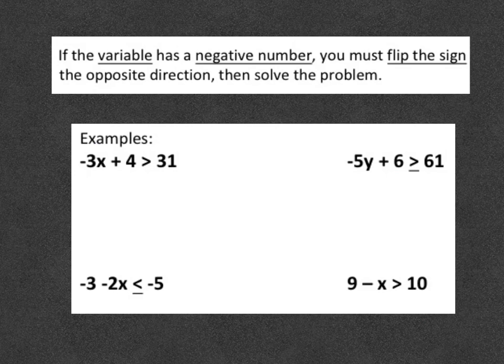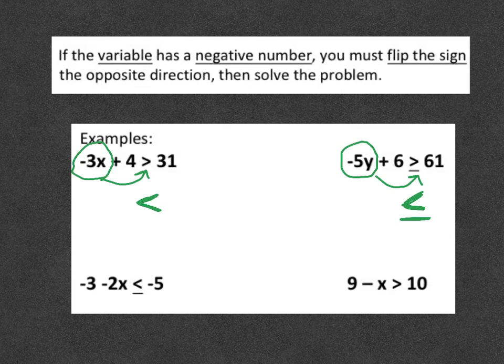On this slide, however, you can see that we're going to have some variables that have negative numbers in them. That means at the end I would divide by -3 on this. If that happens, now my symbol is going to have to flip or reverse and go the opposite direction. If you skip over to the next one, it has -5y. Because it's a negative, I'm going to divide by -5, and therefore my symbol also needs to flip or reverse and go the opposite direction from the way it was at the beginning.